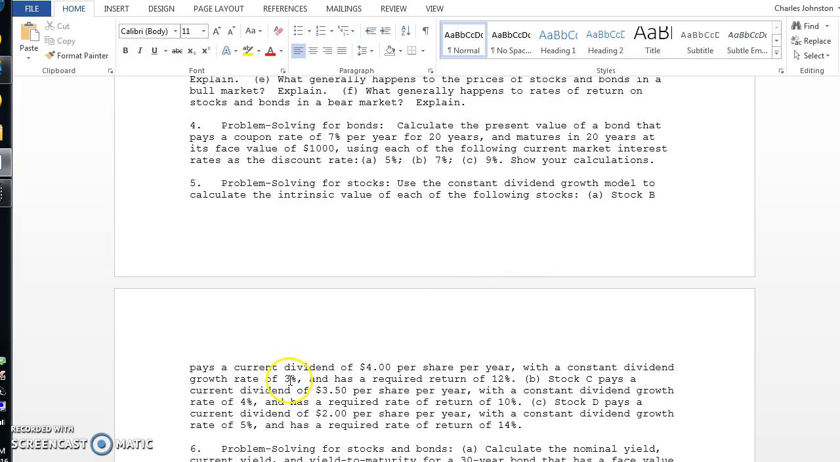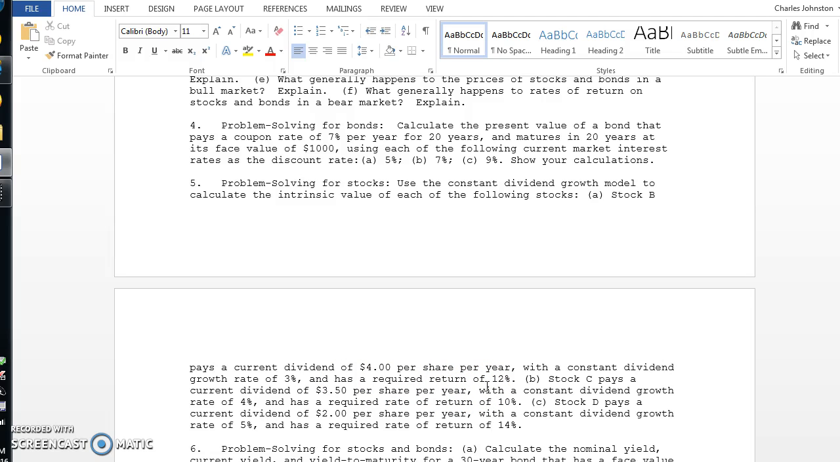Stock B pays a current dividend of $4. That's D. It pays a dividend of $4 per share per year, with a constant dividend growth rate, that's G, of 3%, and has a required return of 12%. 12% is K in the model. Okay, so those are the variables. We need to know the dividend. We need to know the growth rate, the annual rate at which dividends are growing per year. And we need to know the investor's required return, 12%.